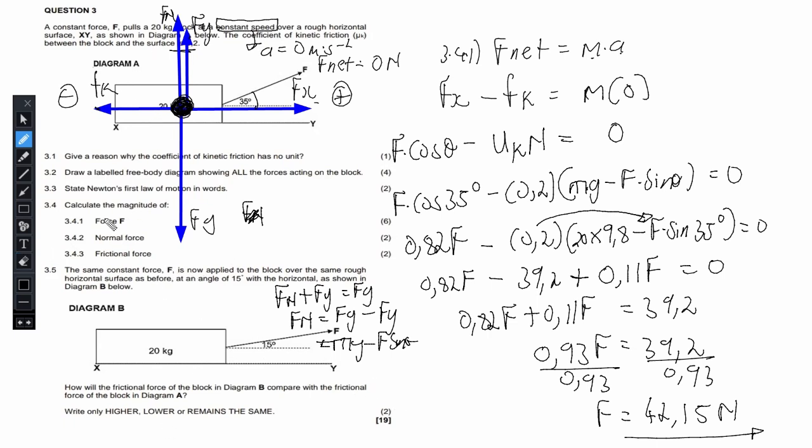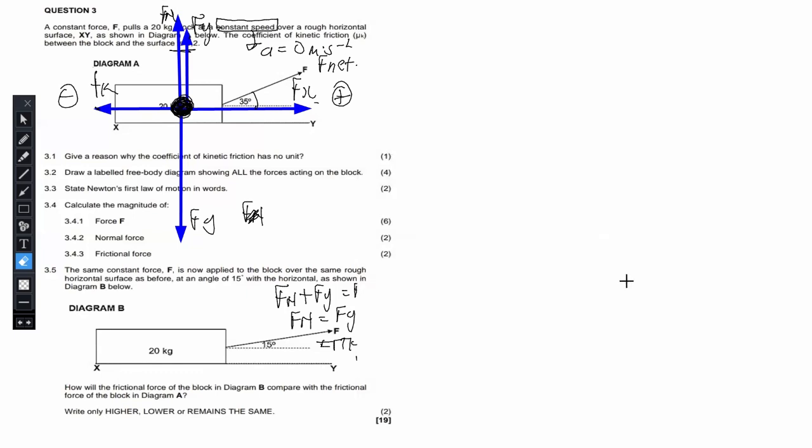We have 3.4.2. It says calculate the normal force. So now that we have this force here, 42.15 newtons, we can now easily calculate the normal force, right? The normal force in this case should be Fn is equal to Fg minus Fy, which we said is mg minus F sine theta, right?